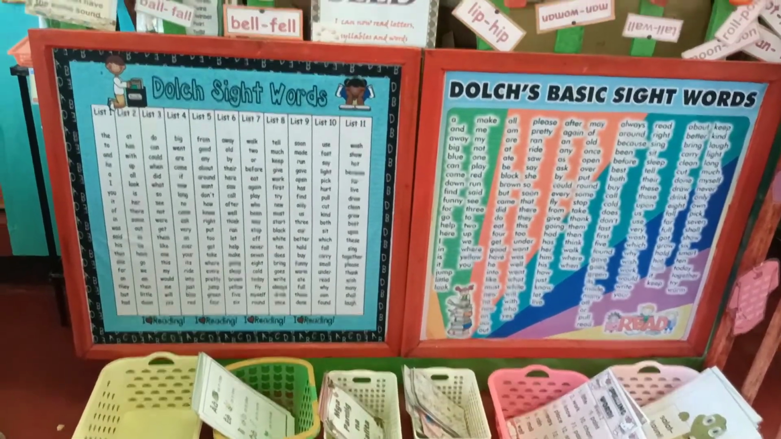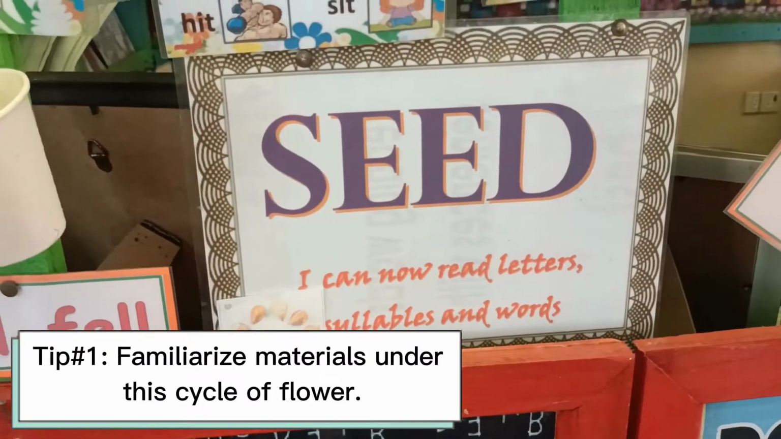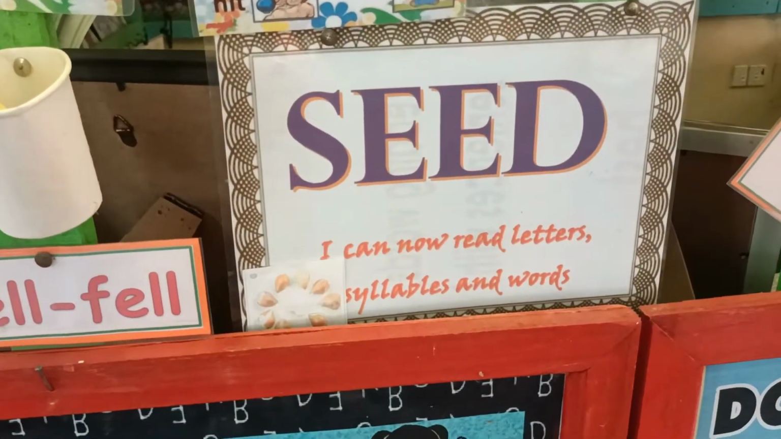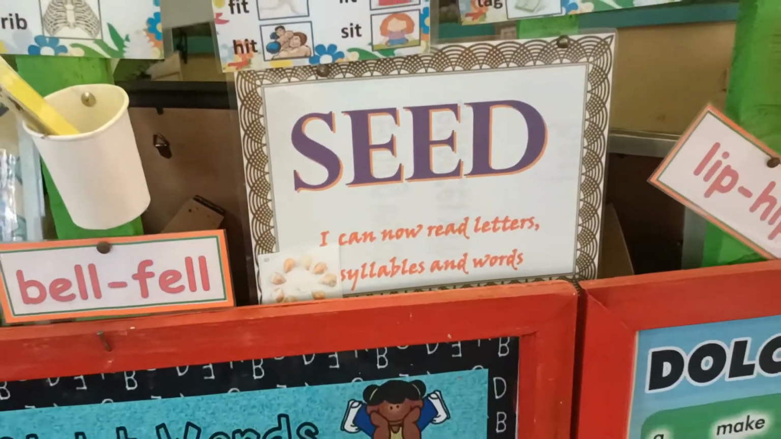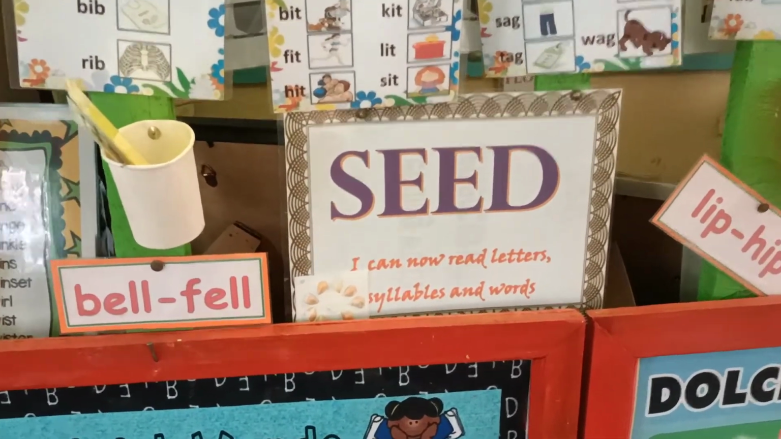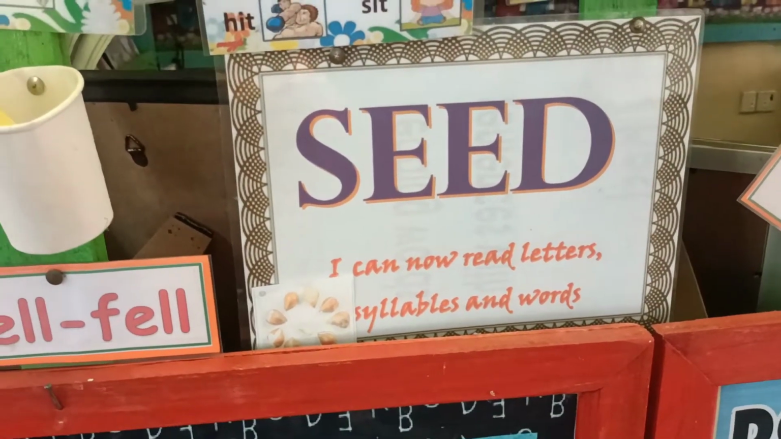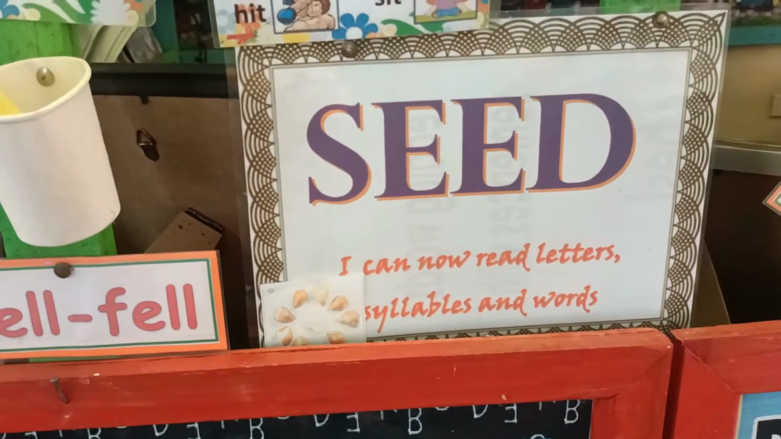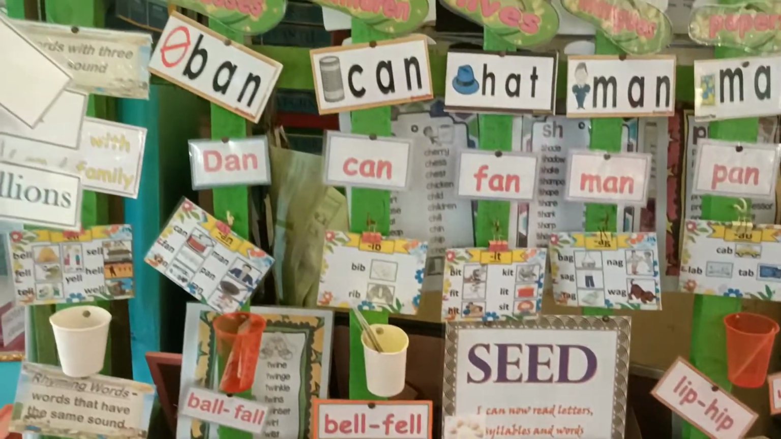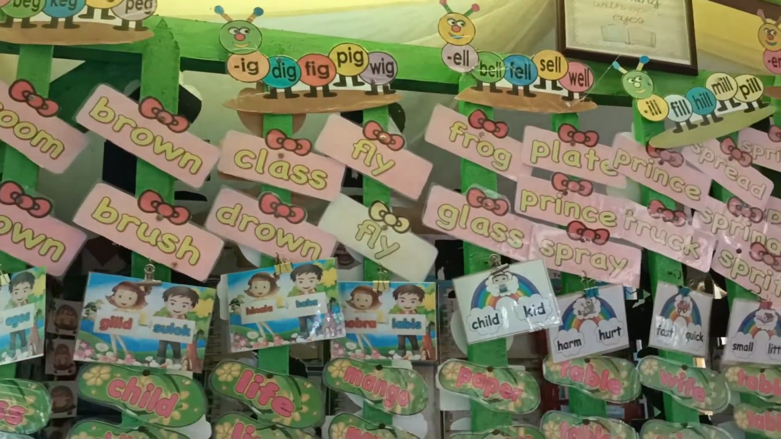If you are going to rearrange, make sure that you really familiarize the seed. Under this one are letters, syllables, and words, because there are learners who are fast learners. We already have knowledge about letters and syllables from kindergarten, so our learners are now ready to read syllables and words. So under this one, here are the reading materials that I have put in this area.